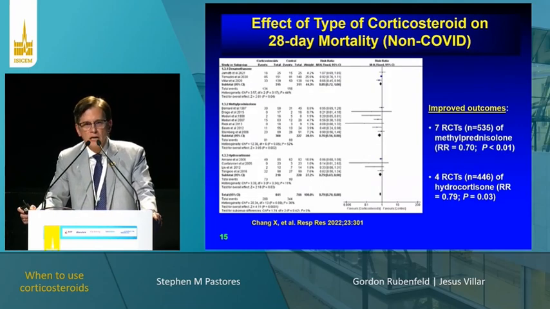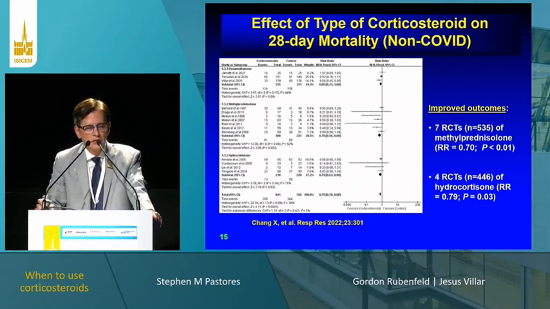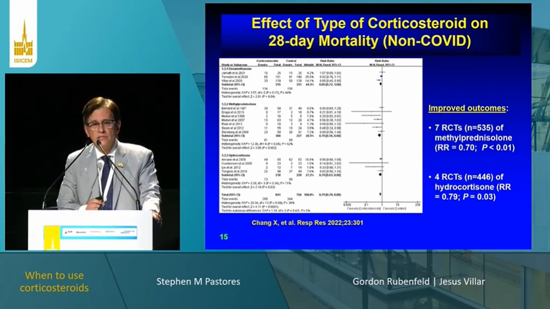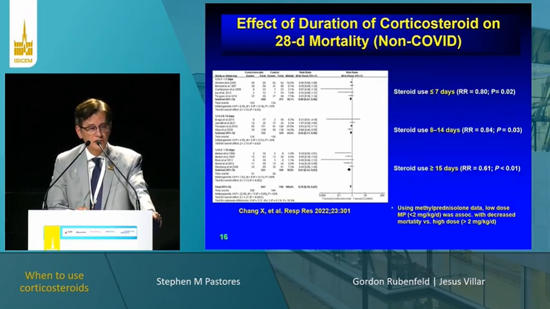When they looked at the type of corticosteroids, they did not really find much difference whether the choice was methylprednisolone, which was used in 7 RCTs, versus hydrocortisone in 4 RCTs. They both showed reduction in 28-day mortality. Important caveat, though, was that these analyses were done primarily on non-COVID ARDS patients.